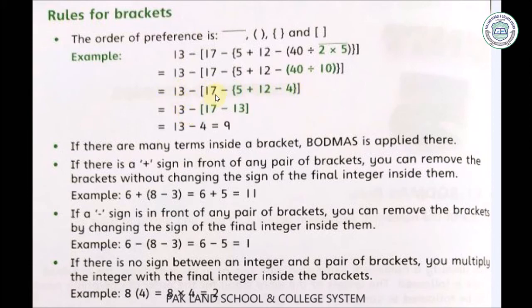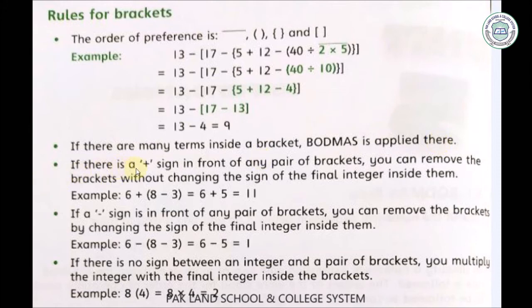Then 13 minus 17 minus 5 plus 12. 17 minus 4 become 13. 17 minus 13, now square bracket we will solve, it becomes 4. 13 minus 4 equal to 9. If there are many terms inside a bracket, BODMAS is applied there.